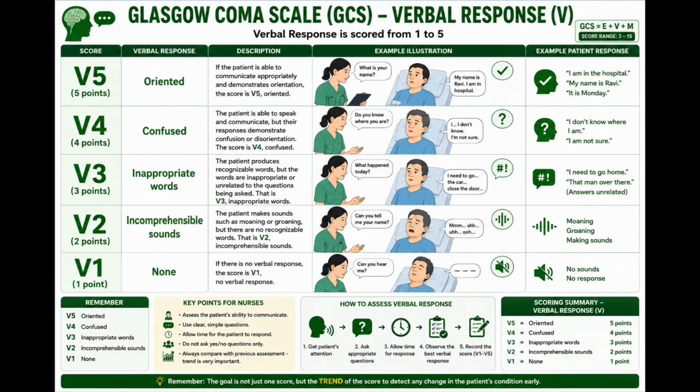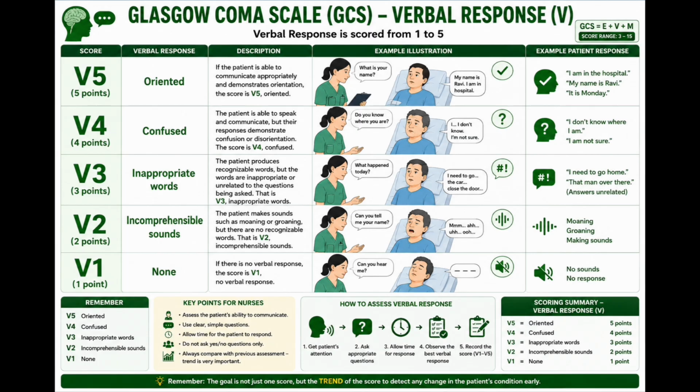V2. Incomprehensible sounds. The patient makes sounds such as moaning or groaning, but there are no recognizable words. That is V2. Incomprehensible sounds. V1. None. If there is no verbal response, the score is V1. No verbal response. So remember, 5 oriented, 4 confused, 3 inappropriate words, 2 incomprehensible sounds, 1 none.